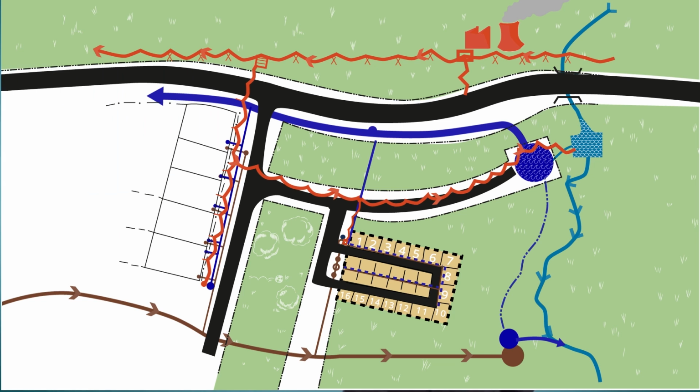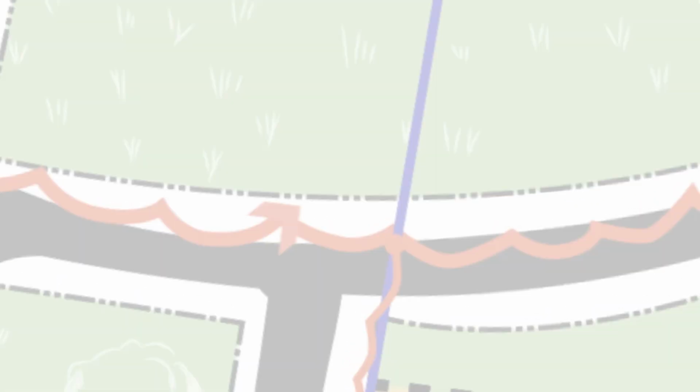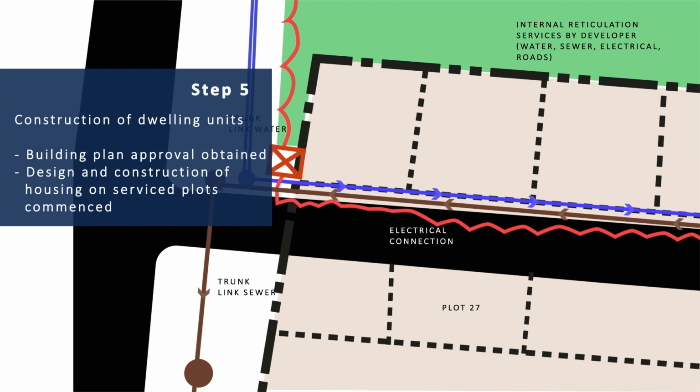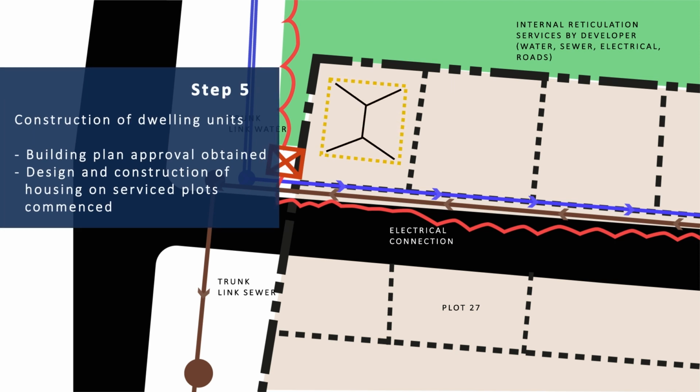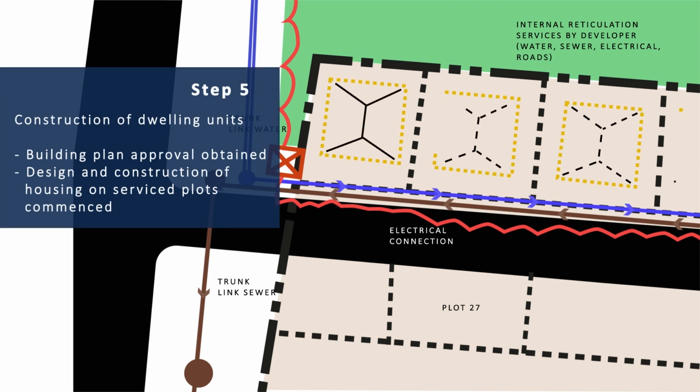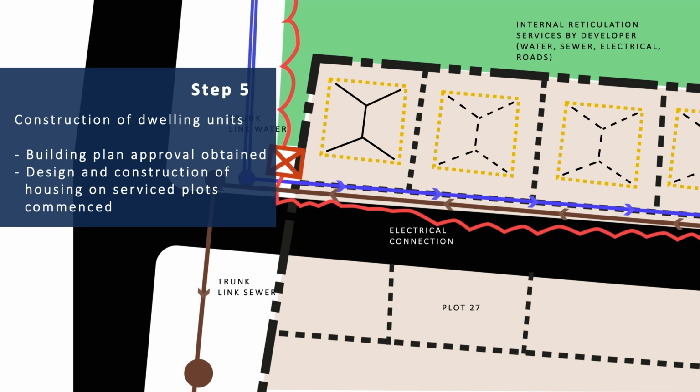It's recognized that in some areas, public or private supply agencies are unable to provide access to all services, especially waterborne sanitation. In such instances, the developer may provide on-site services, and that's included in total cost. Once the general plan and the subdivision diagrams have been approved and registered, and internal reticulation services installed to the satisfaction of the authority concerned, the fifth step is when the developer arranges the design and construction of the housing units.